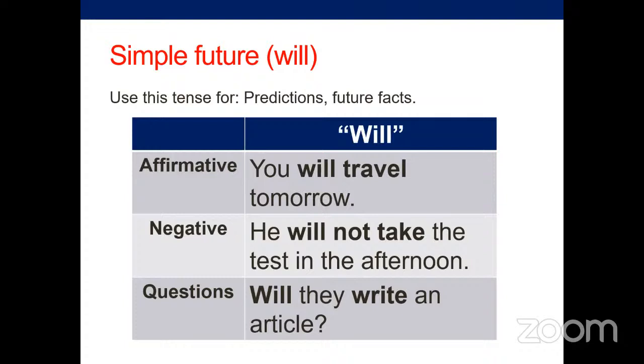Will is a modal that we use for future, for predictions, and for future facts. So let's read these three ideas, please. Okay. Affirmative. You will travel tomorrow. Negative. He will not take the test in the afternoon. Questions. Will they write an article? Good, that is correct. Now I have a question. How can you contract these two words, will not? How do you say the contraction?